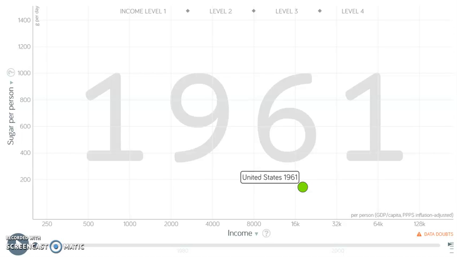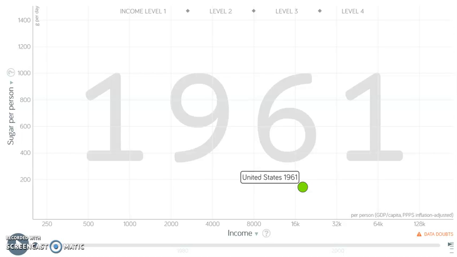I am a student here at the College of Western Idaho, and I am enrolled in the GIS Mapping and Spatial Thinking online course. This is my income per person graph compared to sugar per person. Income per person is the explanatory variable, while sugar per person is the response variable.